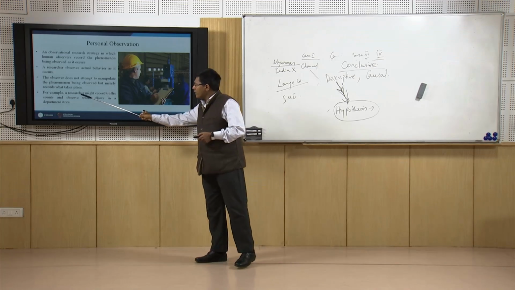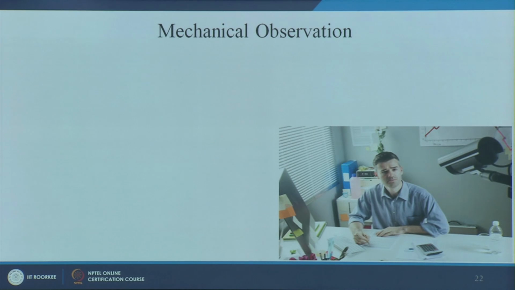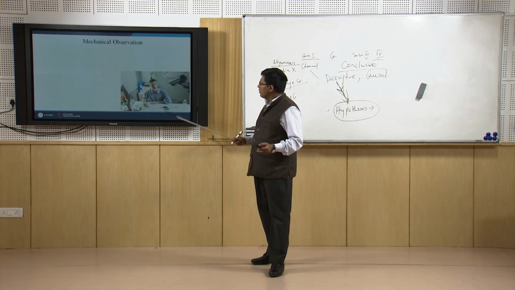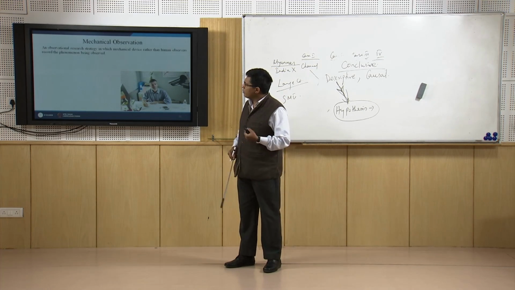For example, a researcher might record traffic counts and observe traffic flows in a department store. Now, mechanical observation is where devices are used. Now, this is a device which is being used to record a person's behavior.